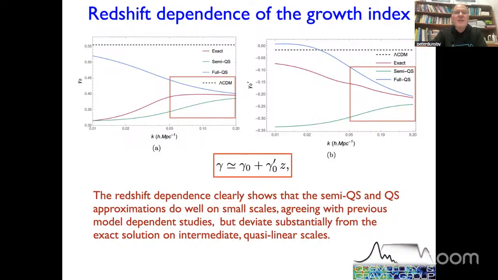So it's very important to be wary of this. These approximations are great. They work well on very small scales. But if you start to look at larger scales, the quasi-linear scales, then there are differences of up to 20% between the full quasi-static approximation and the exact solutions.